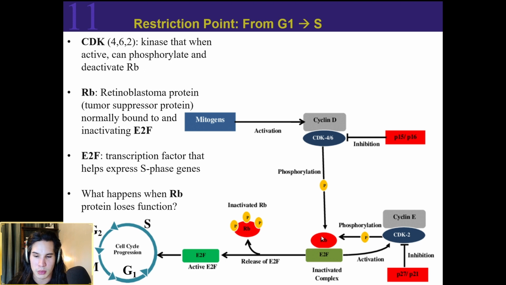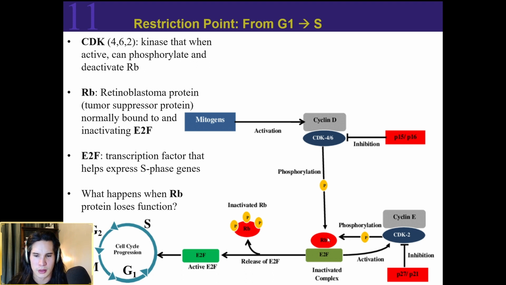Retinoblastoma protein, normally, when it's not phosphorylated, when it's just chilling, is constantly bound to a protein called E2F. This E2F is actually a transcription factor. It's a transcription factor that, when freed, will bind to the DNA within your nucleus and recruit enzymes and proteins associated with the expression of S-phase genes. A transcription factor, you could say, is kind of like an activator of gene expression.